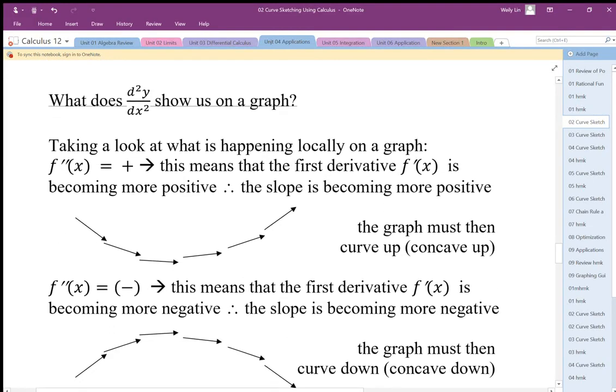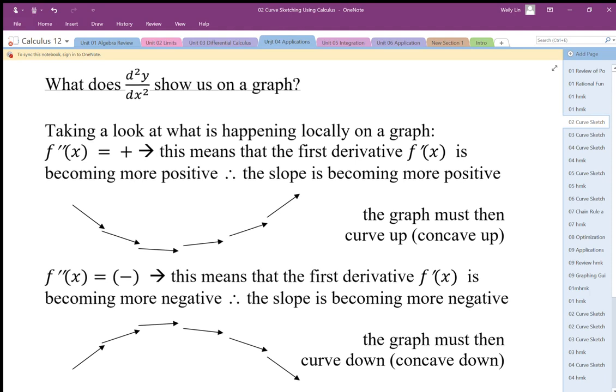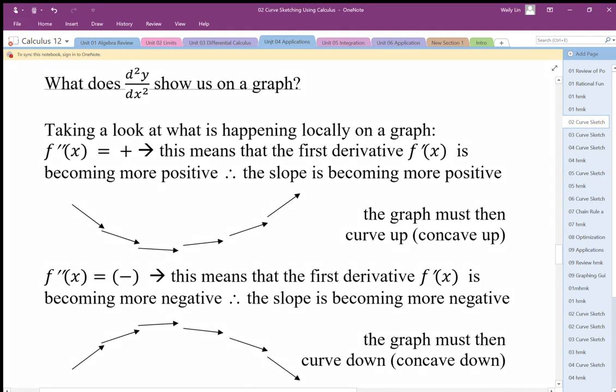Okay, so looking at the second derivative, what does the second derivative show? It shows us concavity. So what's happening is the second derivative is the change of slope. So what does the second derivative being positive mean? It means that the first derivative, the slope, is becoming more positive or increasing.